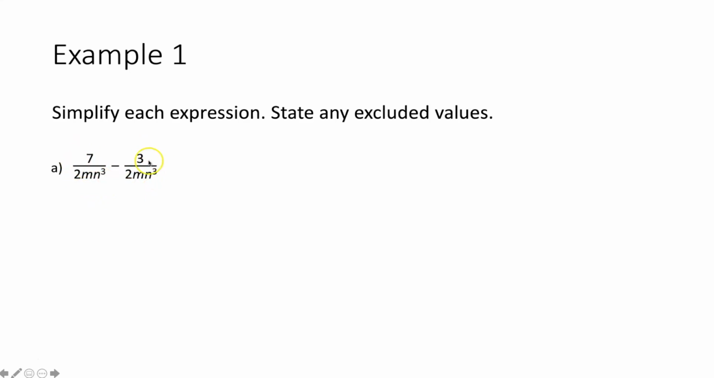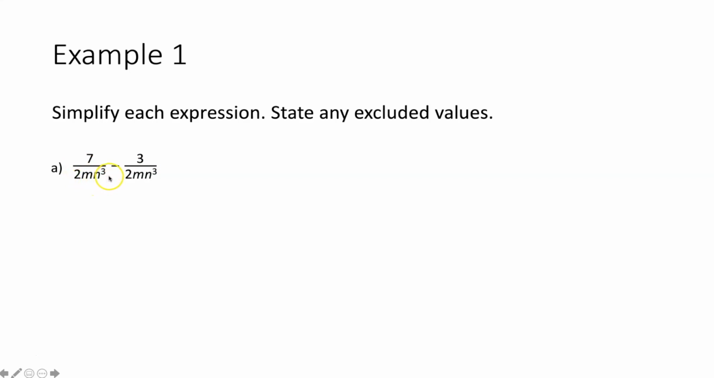Example time. Now, example 1 says simplify each expression, state any excluded values. So here we have two rational expressions that we are subtracting. Now, the first step is to completely factor the numerator and denominator in each of these fractions. Done. Second step is to state any excluded values. So what values of m and n would cause the denominators in each of these fractions to equal 0? Well, the good thing is that the denominators are the same in each of these.